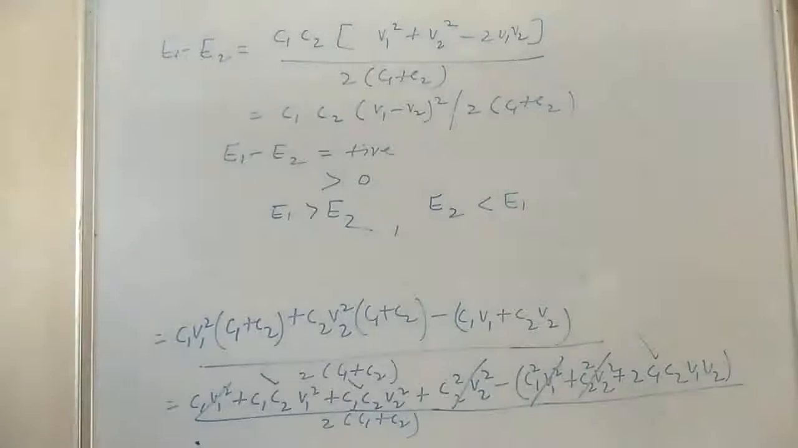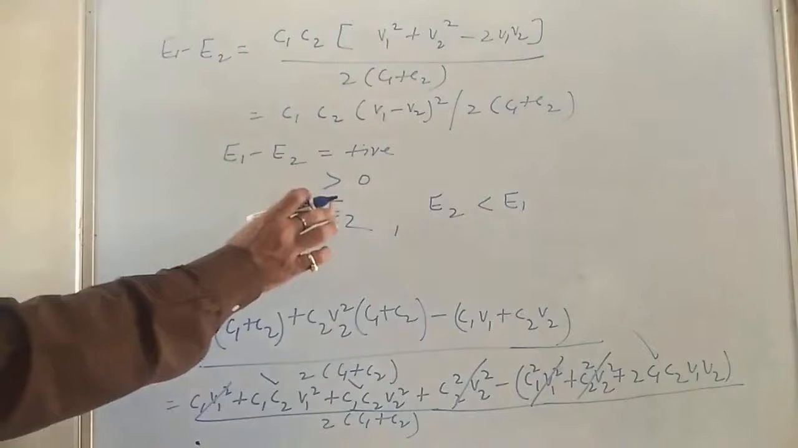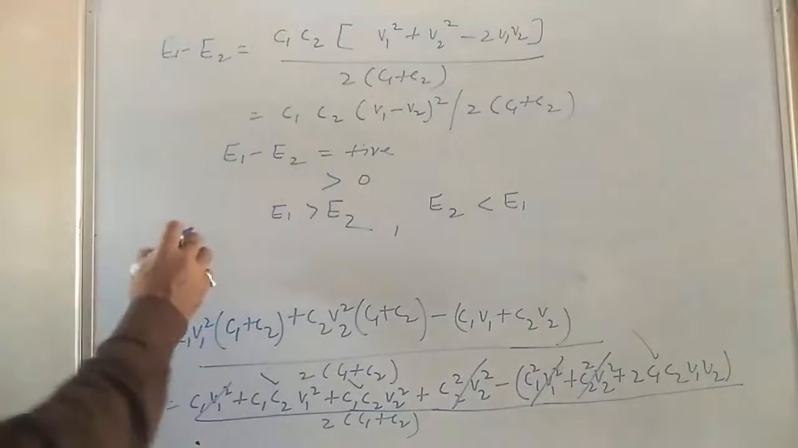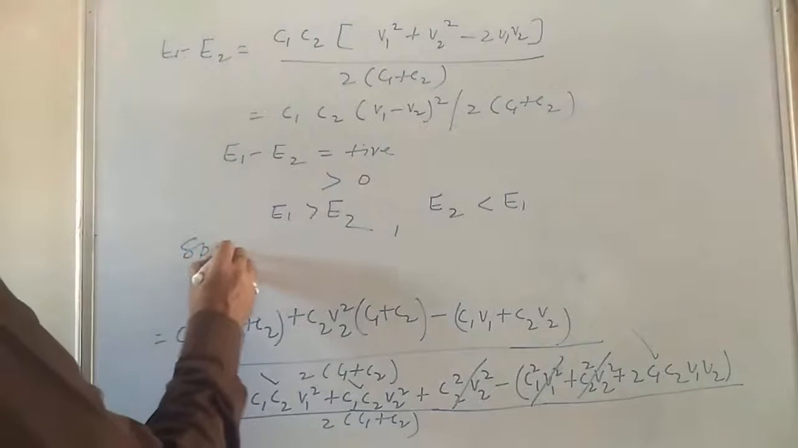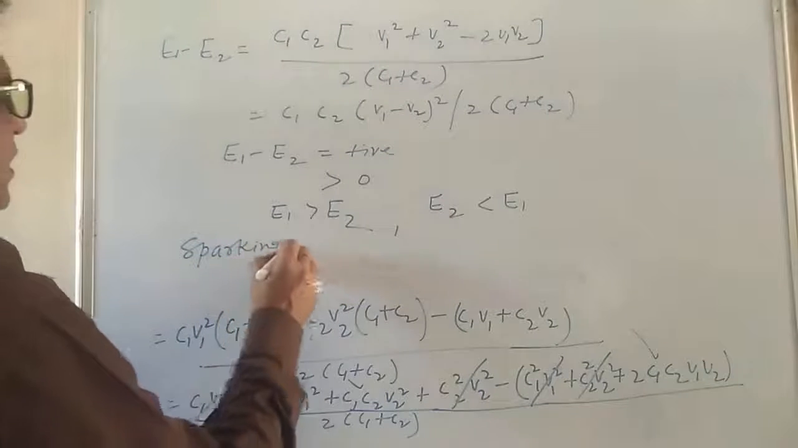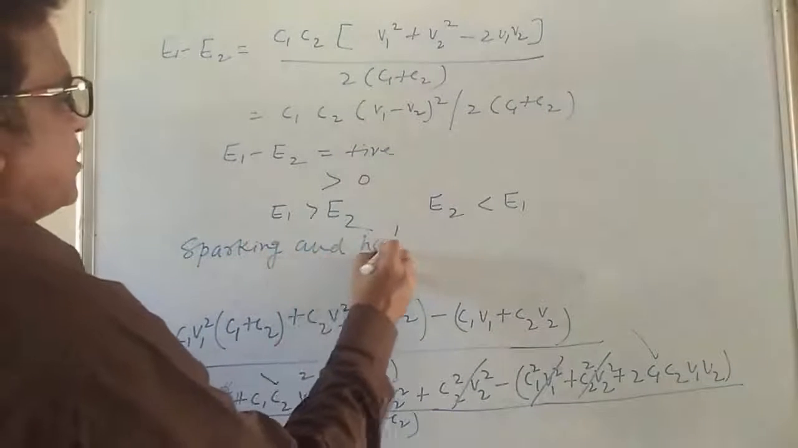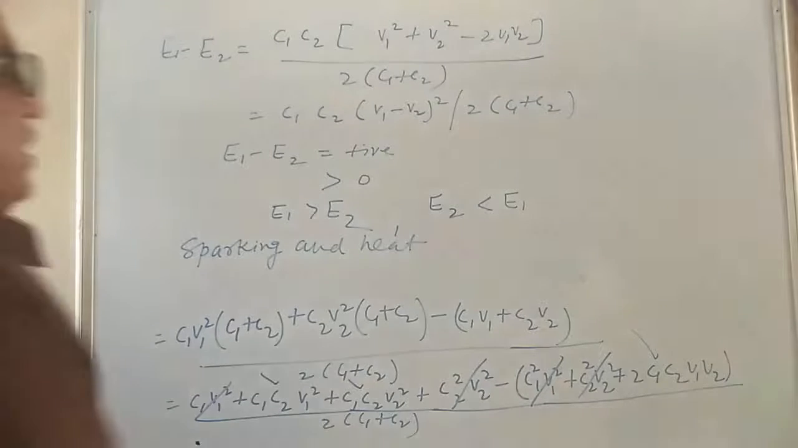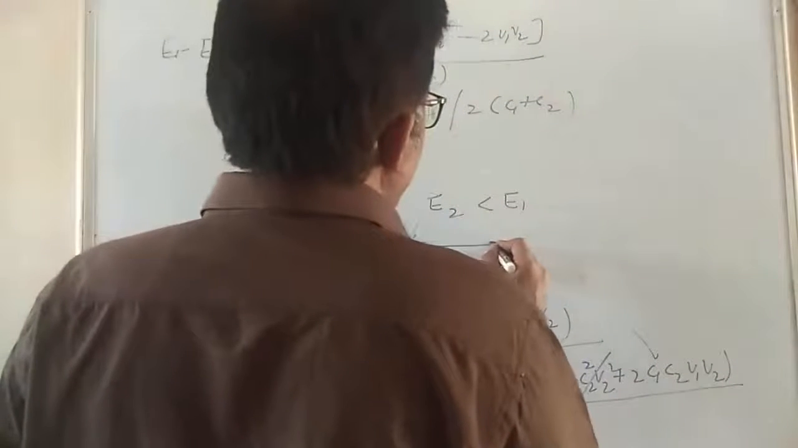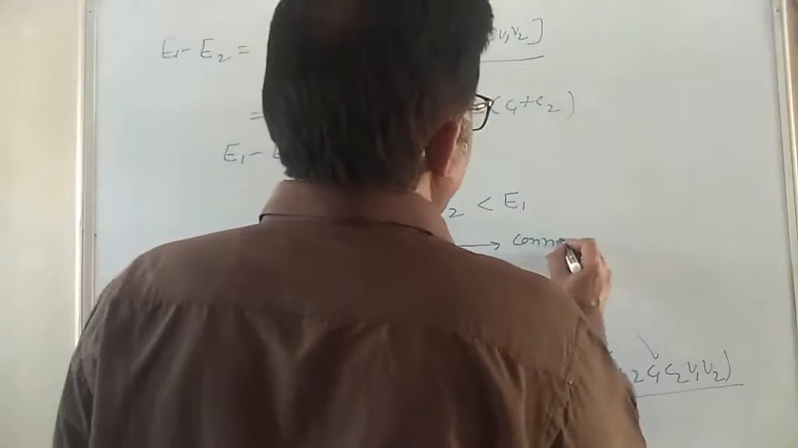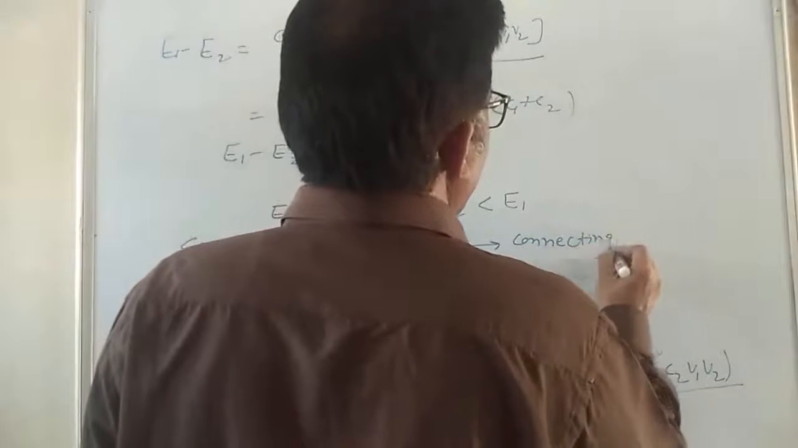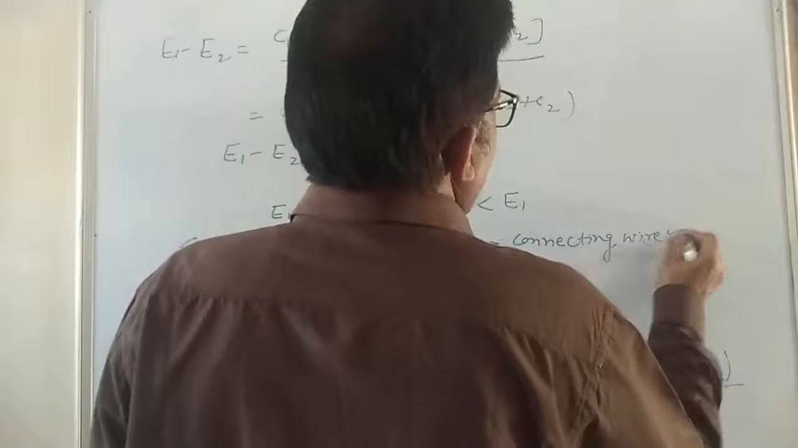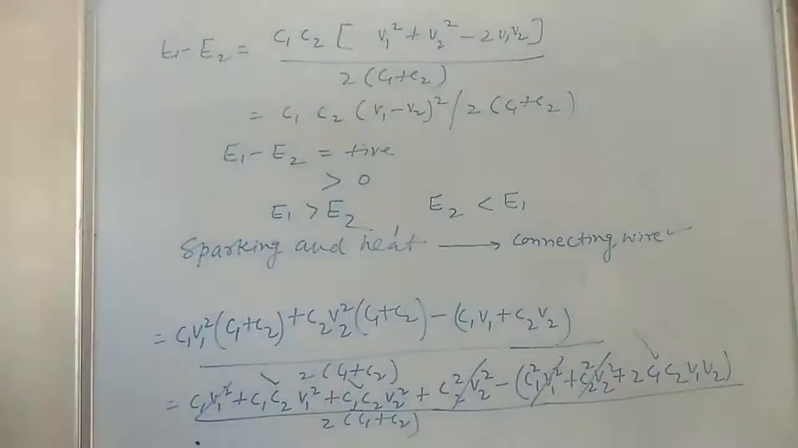So loss of energy appears in the form of sparking and heat. The loss of energy is in the form of sparking and heat produced in the connecting wire. Okay, so this is there.